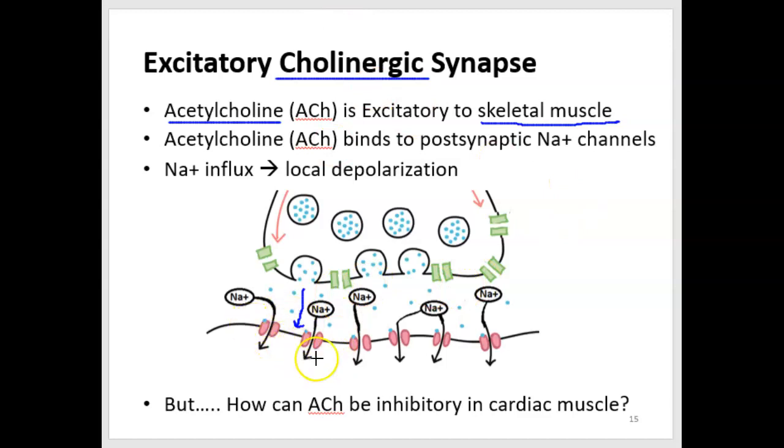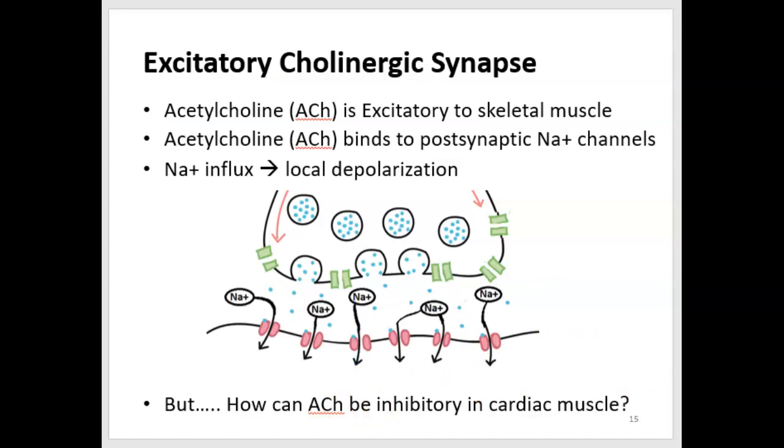And that acetylcholine binds to a receptor that is a sodium channel. So now sodium flows into the postsynaptic cell. The inside of the cell becomes positive. It's depolarized. And so you'll get an impulse in the postsynaptic cell, which results in muscle contraction. So your skeletal muscles will contract in response to this excitatory neurotransmitter.